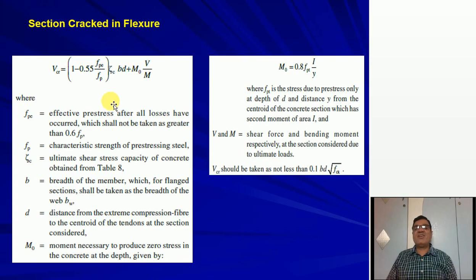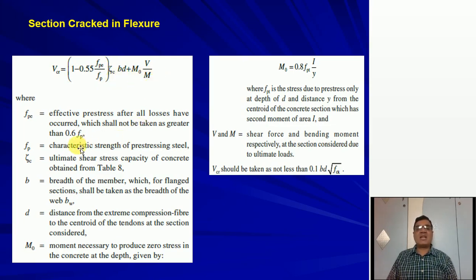The next equation given is for the section cracked in flexure. What is the equation? It is VCR equal to (1 minus 0.55 multiplied by FPE divided by FPU), but outside the bracket it is tau C into B D plus M0 into V by M.